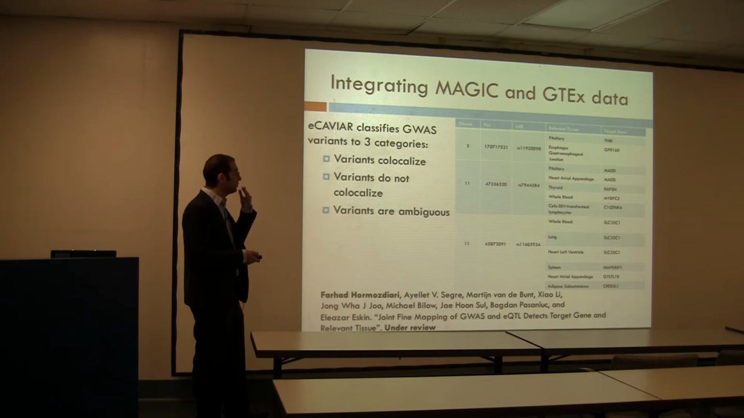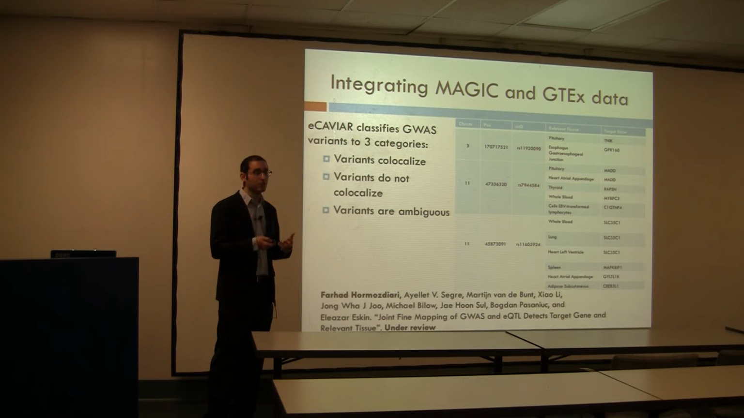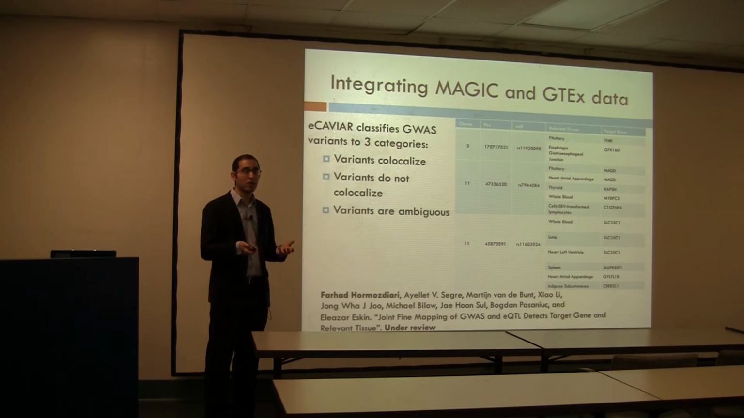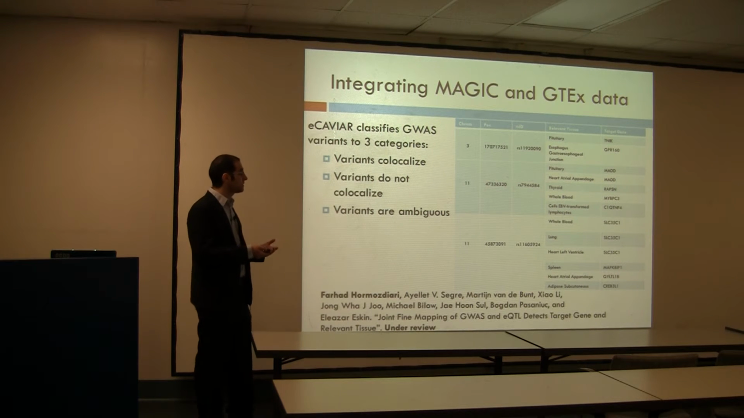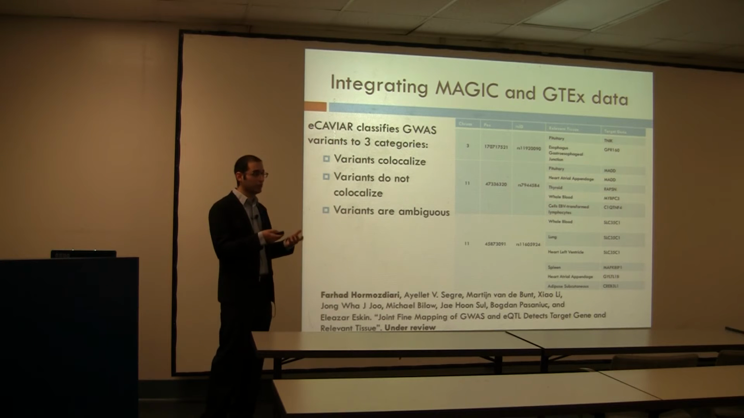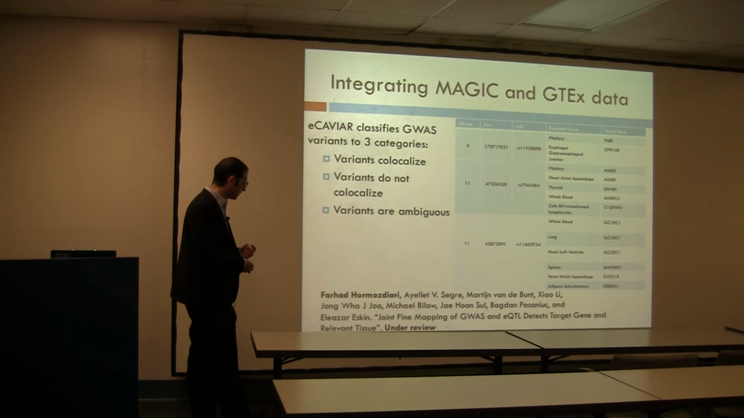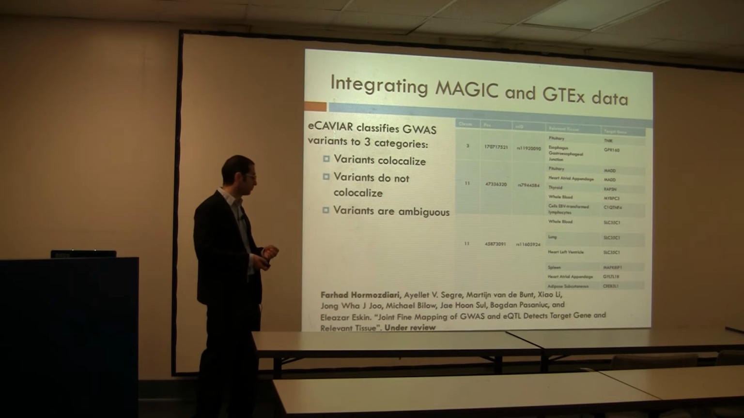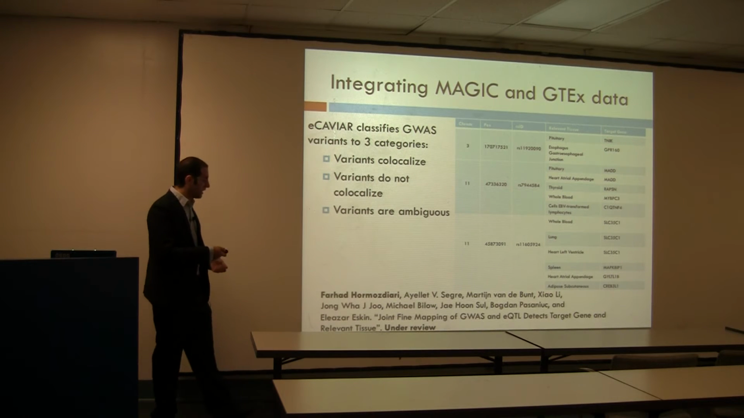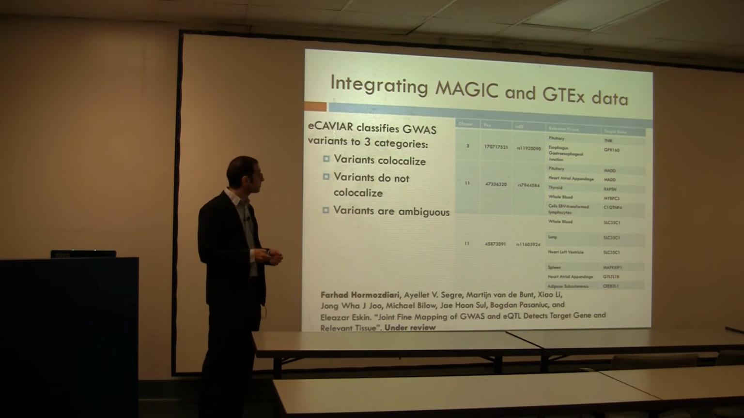But we realized actually only 3 of these variants we were able to colocalize, and the rest we couldn't find colocalized. And for a majority of these variants, we had high evidence that they don't colocalize, which is a very striking result. This work is under review, and again, is a collaboration with Bogdan Pasaniuc and Jae-Hoon Soo at UCLA and our friends at the Broad Institute.